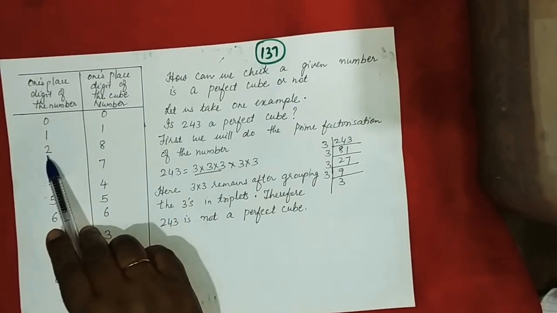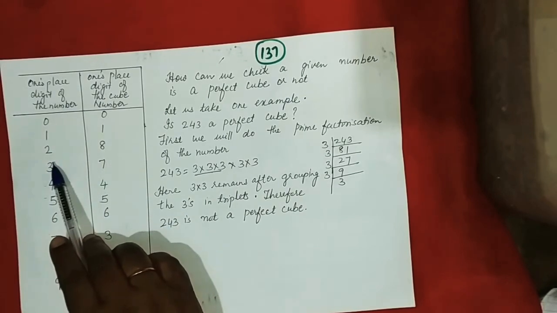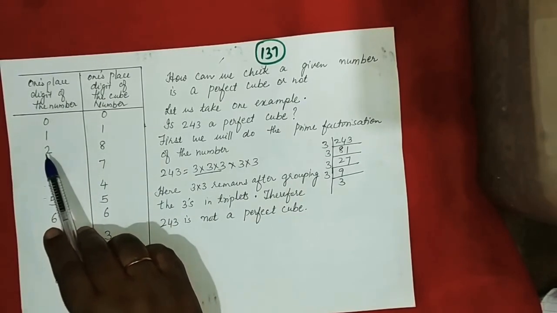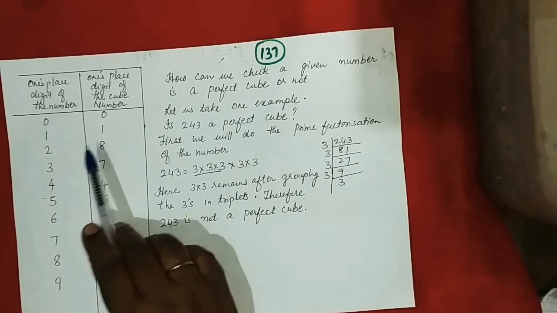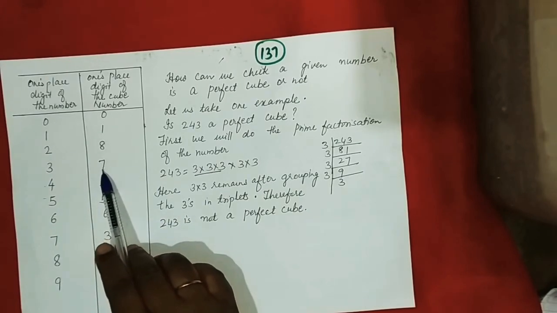If 2 is in the ones place of the number, 8 will be there because 2 into 2 is 4. That 4 will multiply again with a 2. So 8 will come. If 3 is in the number, 3 into 3 is 9. 9 into 3 is 27. 27's ones place is 7. So the cube's ones place digit will be 7.